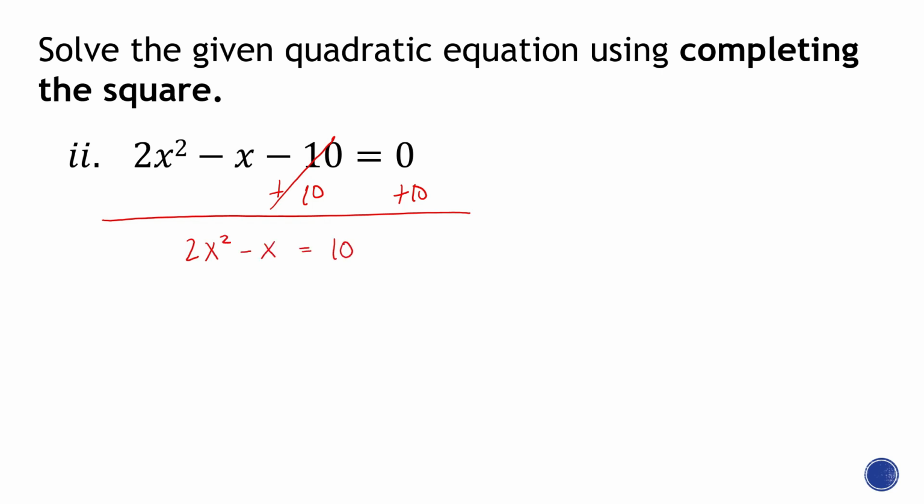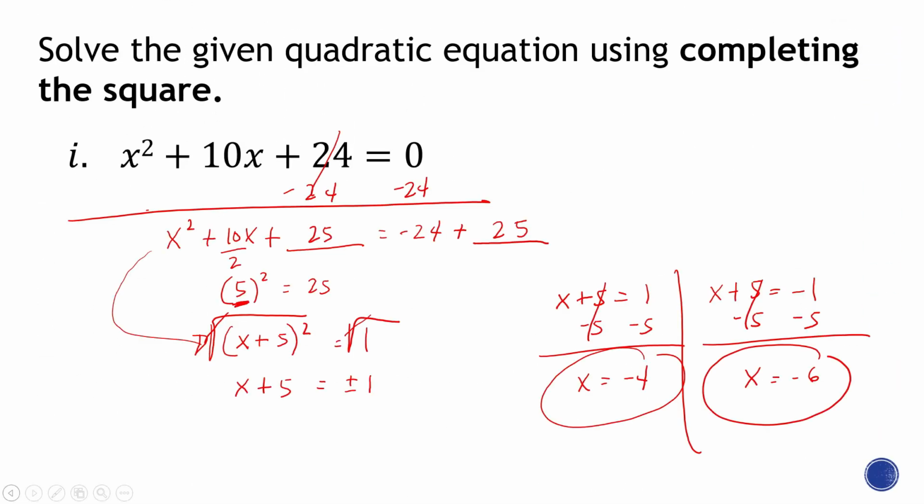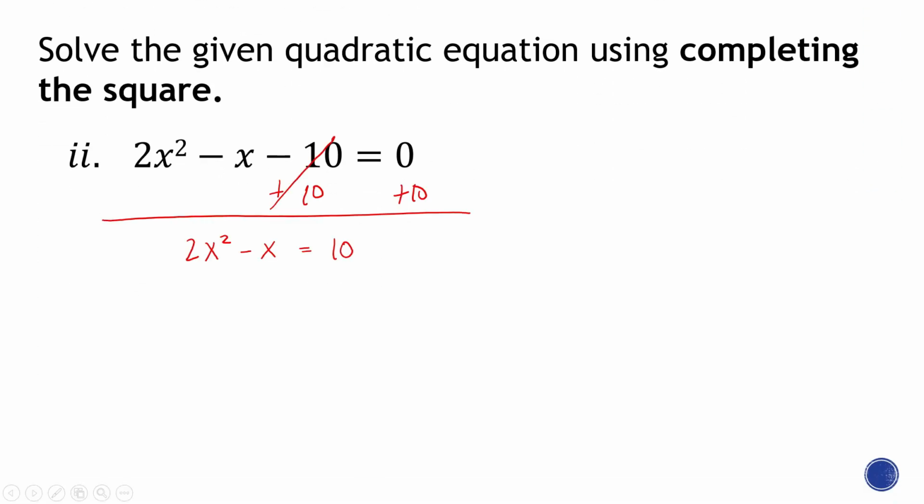Now, notice this. If you compare this to my previous example, and this is my example now, I think most of you now is thinking that a is not equal to 1. That is correct. So a here is not equal to 1. We have a 2 here. So what are we going to do with that 2? Well, that's easy. We want that to be equal to 1.